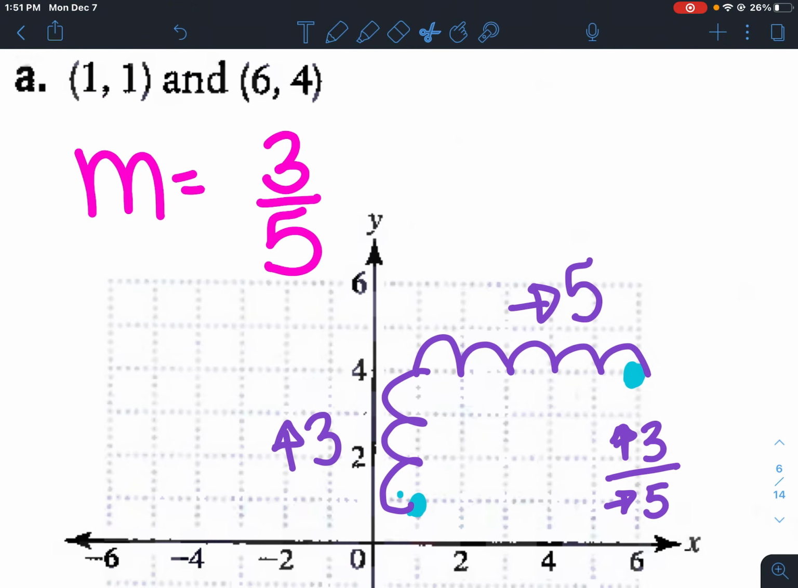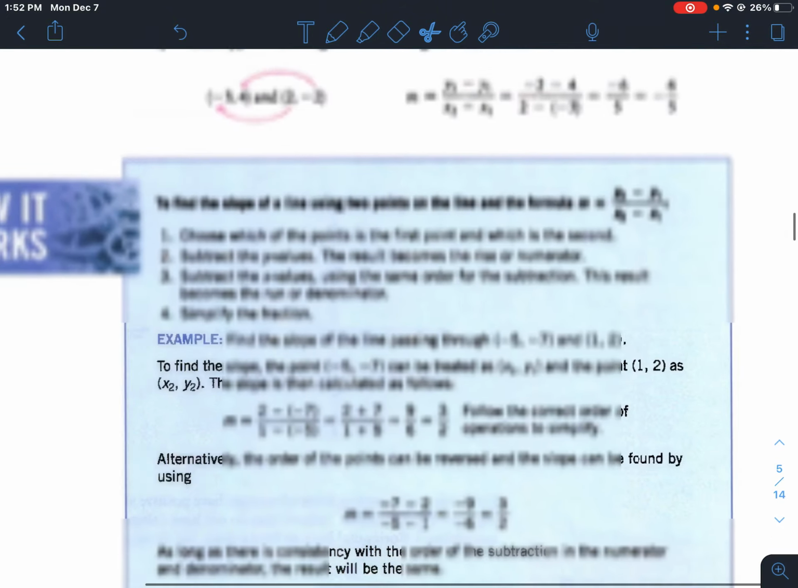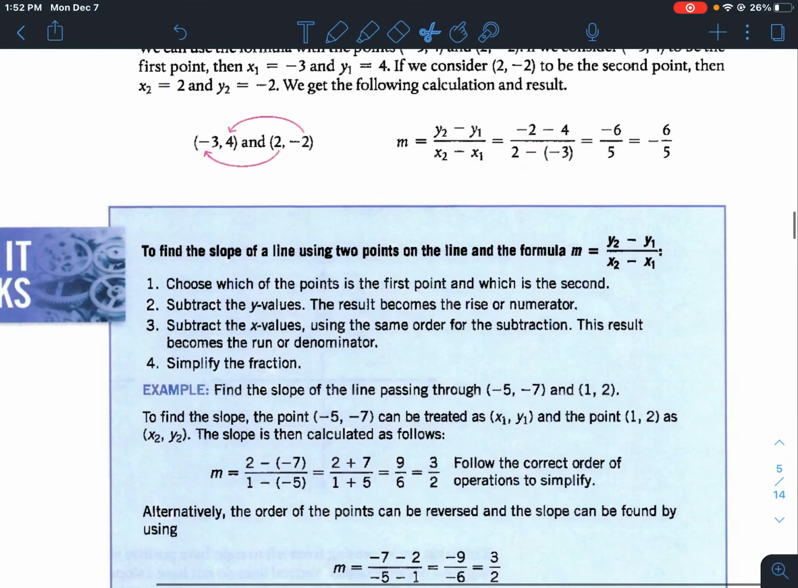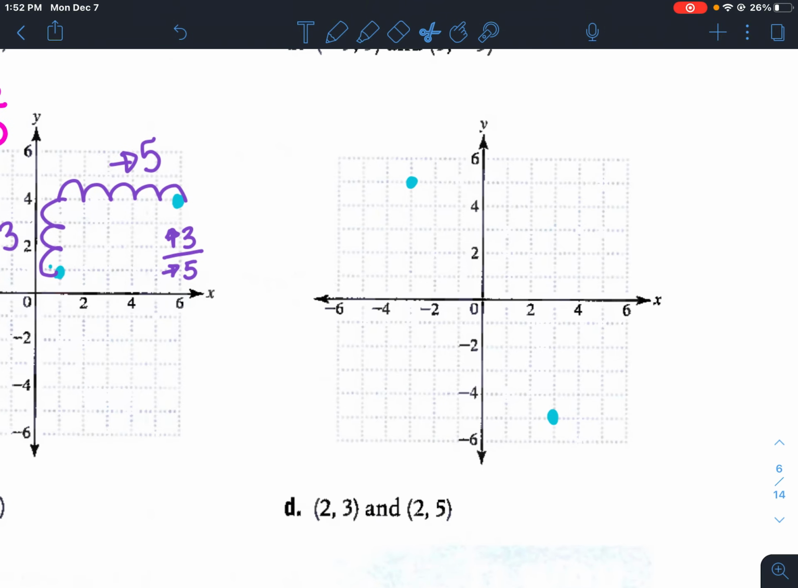If you want to use the slope formula, more power to you. You can plug them in. Your example and your formula are right here. You can read through the example. But they gave me a graph, so I'm just going to use the graph.